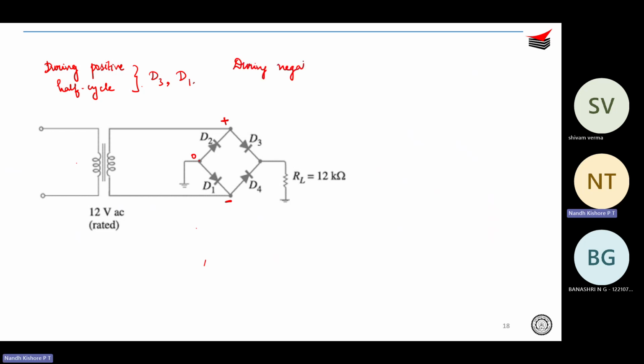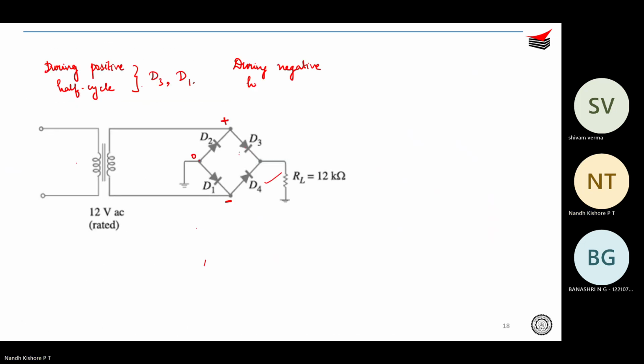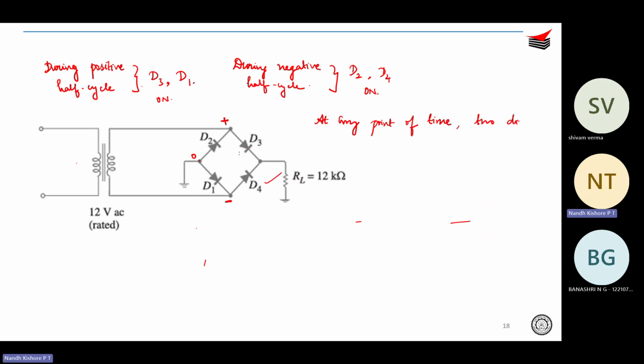During the negative half cycle, obviously you can easily guess D2 and D4 are on. So at any point of time, two diodes are in conduction.